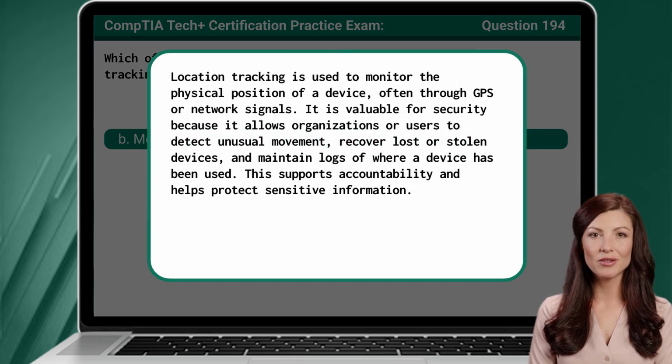Location tracking is used to monitor the physical position of a device, often through GPS or network signals. It is valuable for security because it allows organizations or users to detect unusual movement, recover lost or stolen devices, and maintain logs of where a device has been used. This supports accountability and helps protect sensitive information.